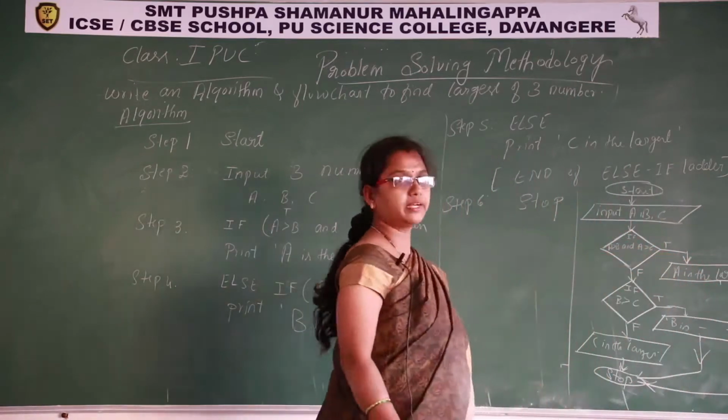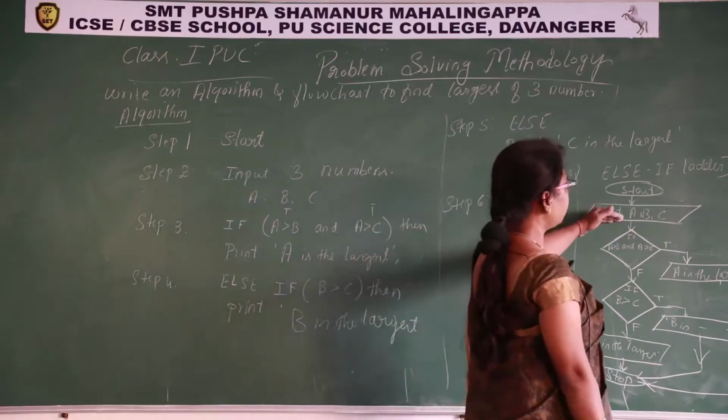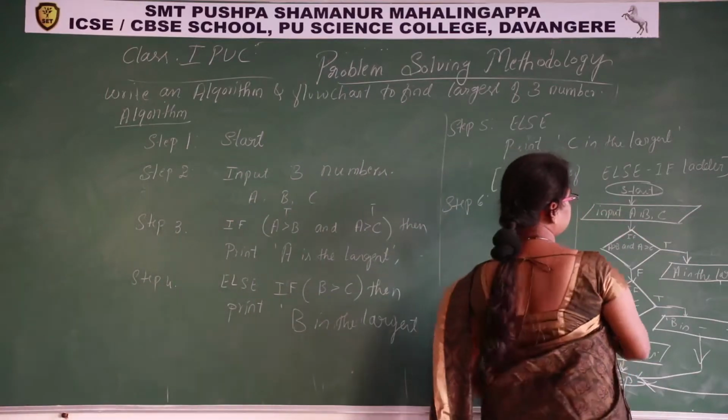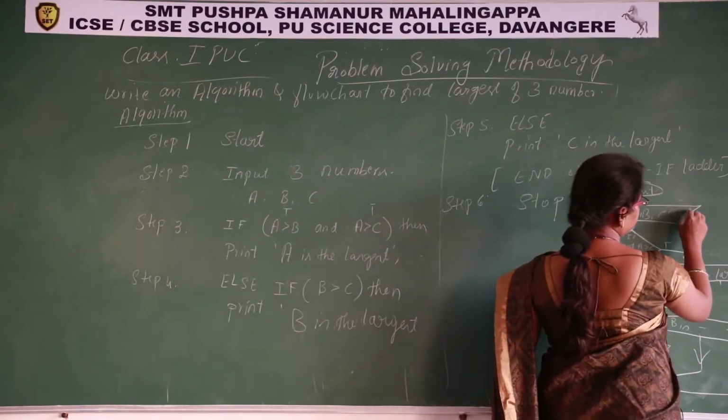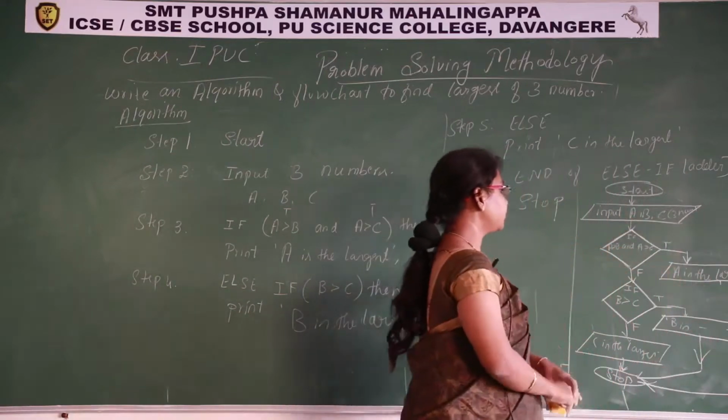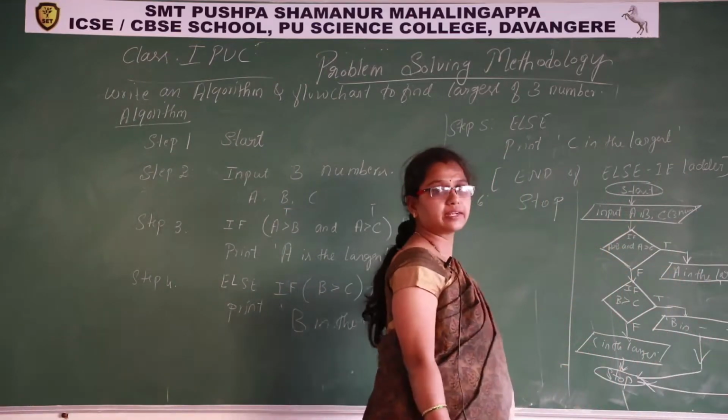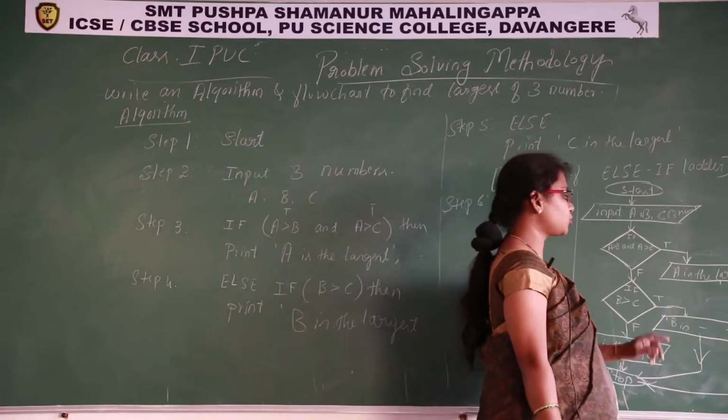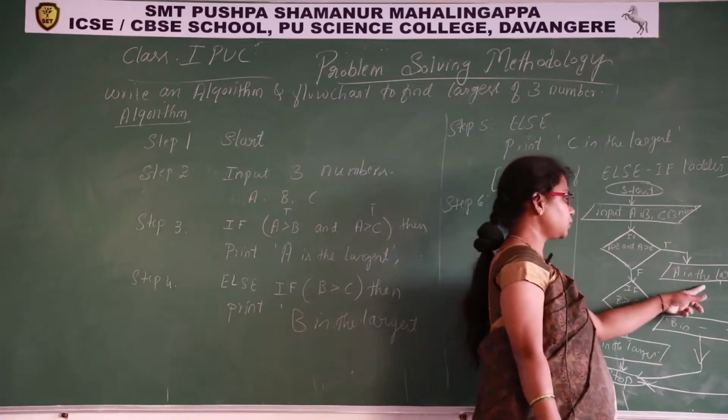Now let us glance at this. Input A, B, C means 3 numbers. If A greater than B and A greater than C, if this condition is true, it displays A is the largest.